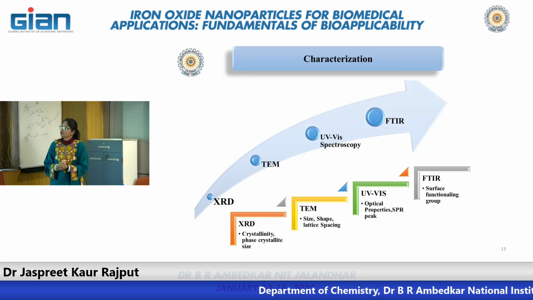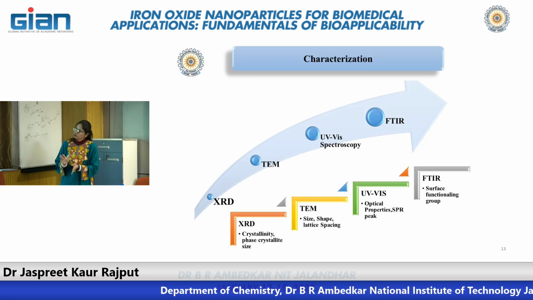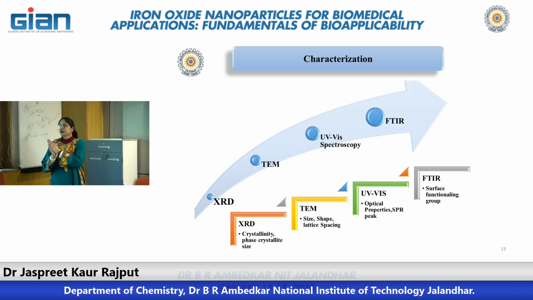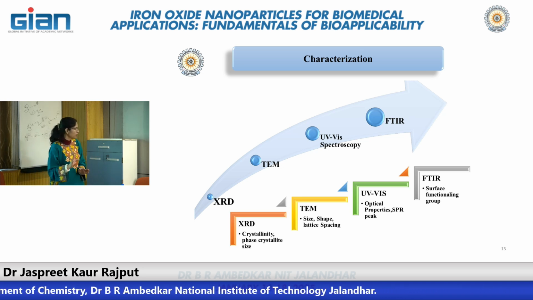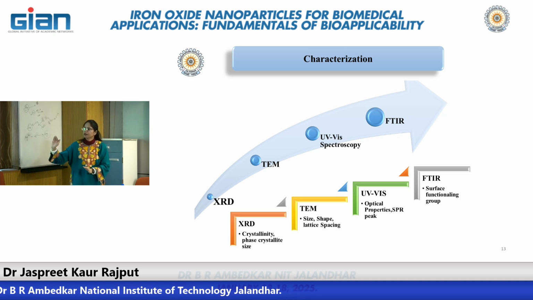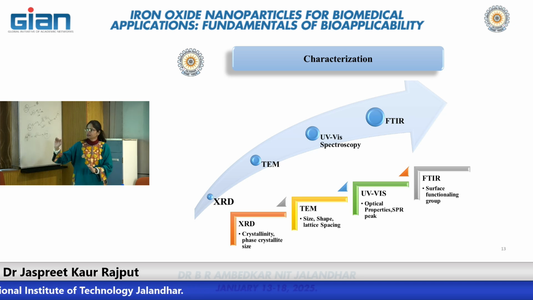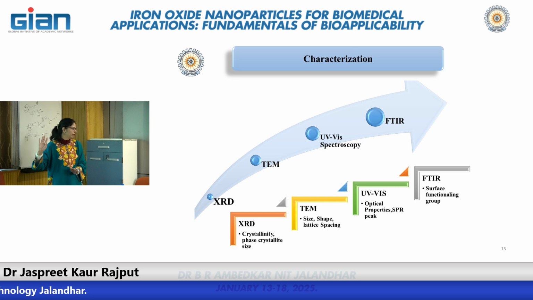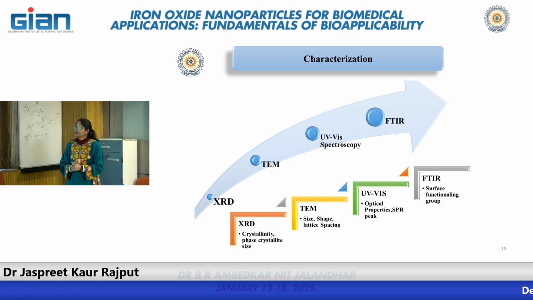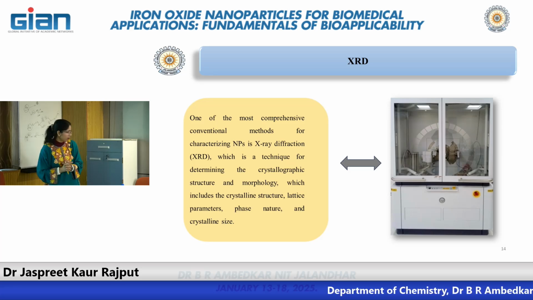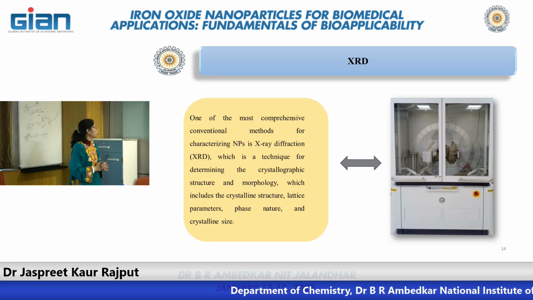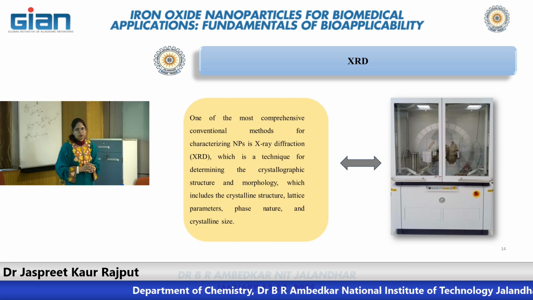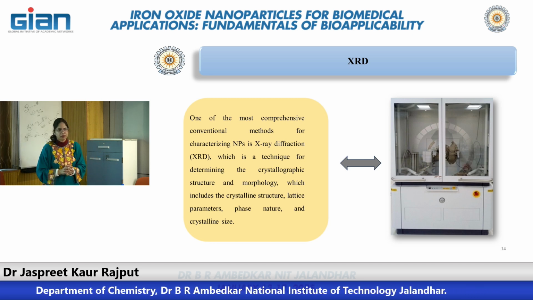I am giving the different techniques that can be used for their characterization. Today we will use only UV visible spectroscopy, but I will show you the data and how you interpret it for XRD, TEM, UV and FTIR. First of all, this is the XRD, and in this case we use powder XRD, not X-ray crystallography. Here we use the powder method.